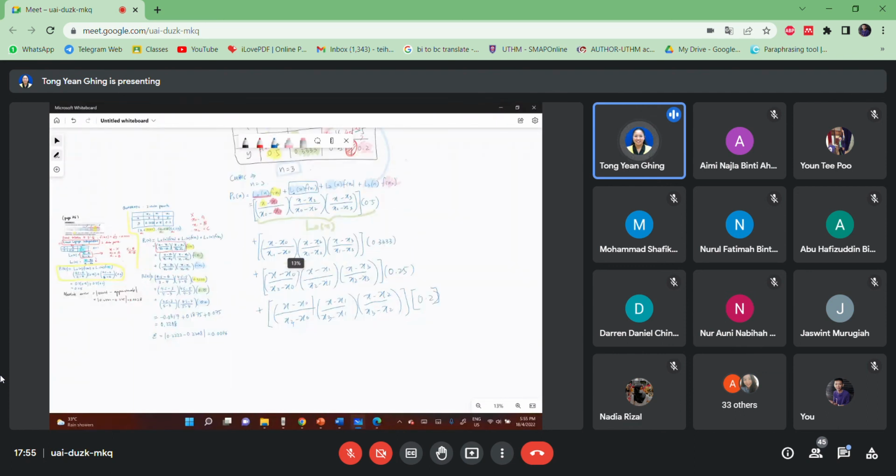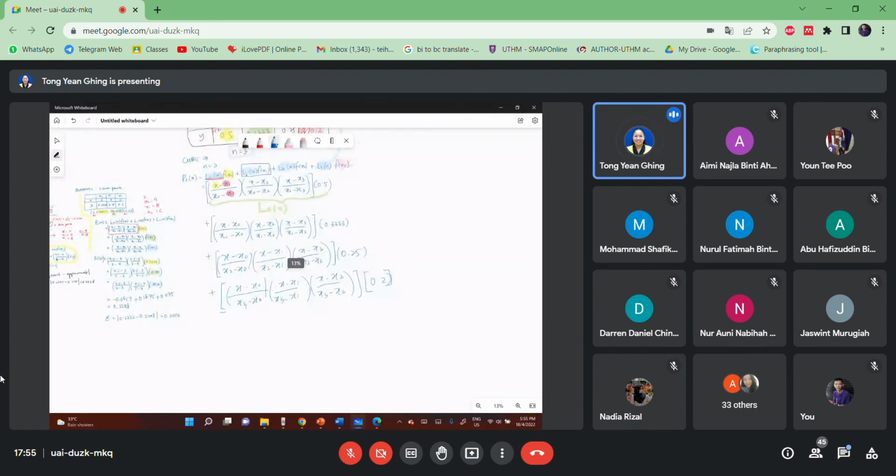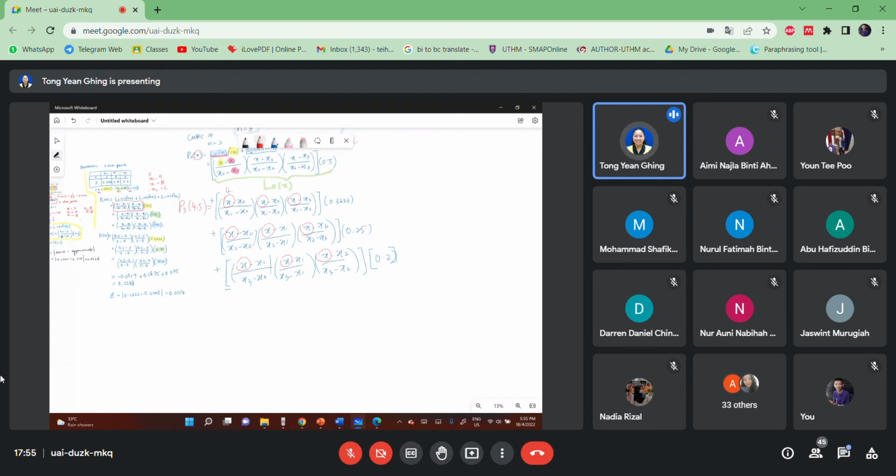Sekarang gantikan masuk. Now you just key in the value of x. Semua x kat sini adalah 4.5, because now we want to find the value of P3 at 4.5. So kat sini semua x tu adalah 4.5, 4.5, 4.5. Here is the value 4.5.